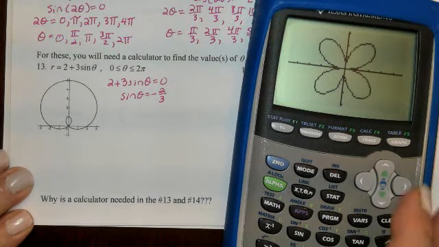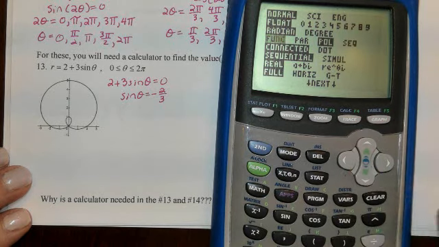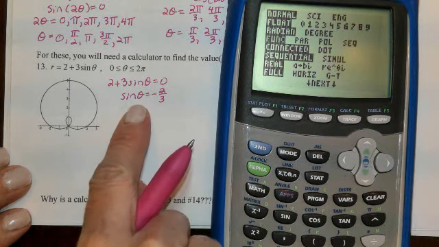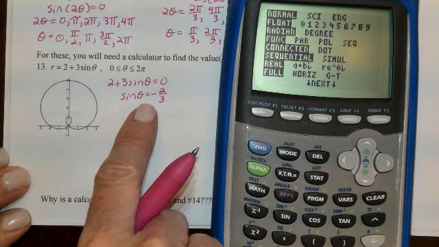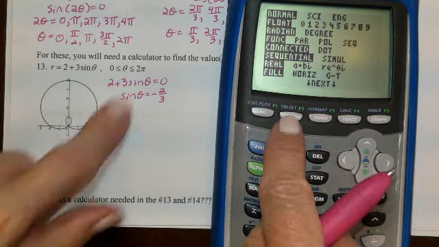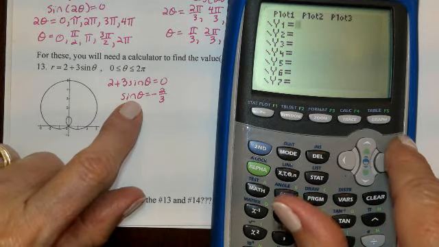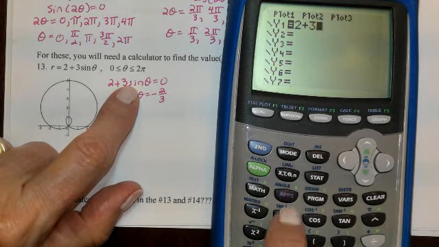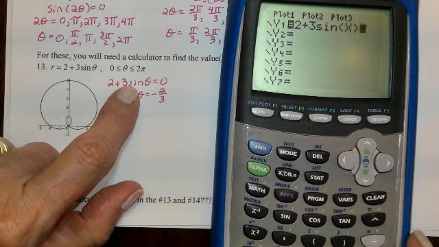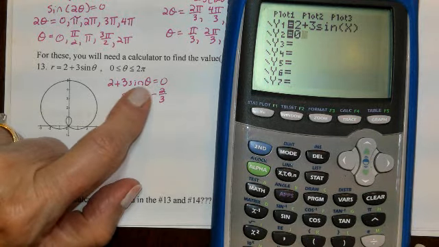All right, here's what I'd like you to do. Since we're doing a calculation, I want you to go back to function mode. Go to y equals. I'm going to put in 2 plus 3 sine x, and I'm going to put 0 for my other equation. Then we're going to see where these two intersect.